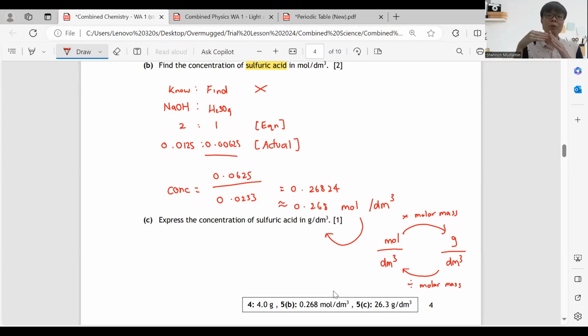Okay, so in this case, we are going from mole per dm cubed to gram per dm cubed, times molar mass. Use the 5SF one to prevent rounding off error. Molar mass of sulfuric acid is 98. Yep. 76.287.